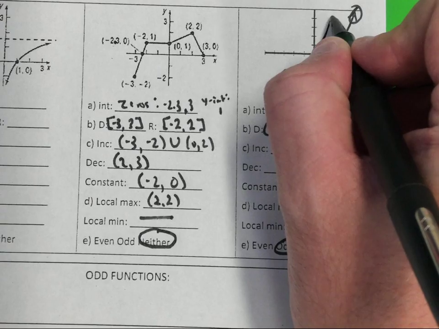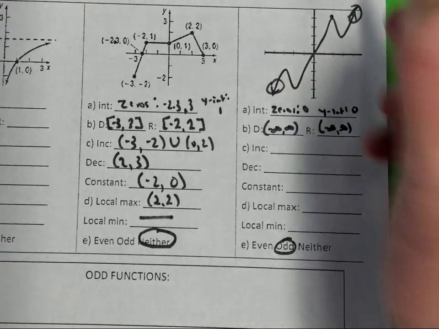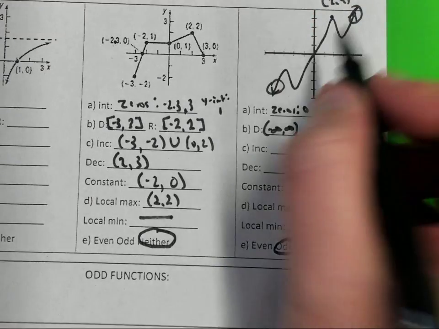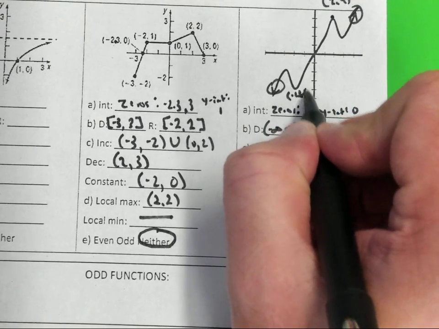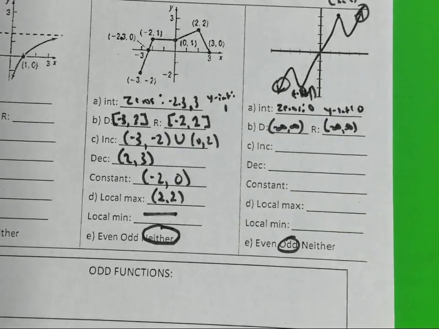Okay, so if I pick the point 2, 4, do I have negative 2, negative 4 plotted? Yes. That's how you would prove it to me on the test. You got me? And that's why it's odd. How would you word that on the test?